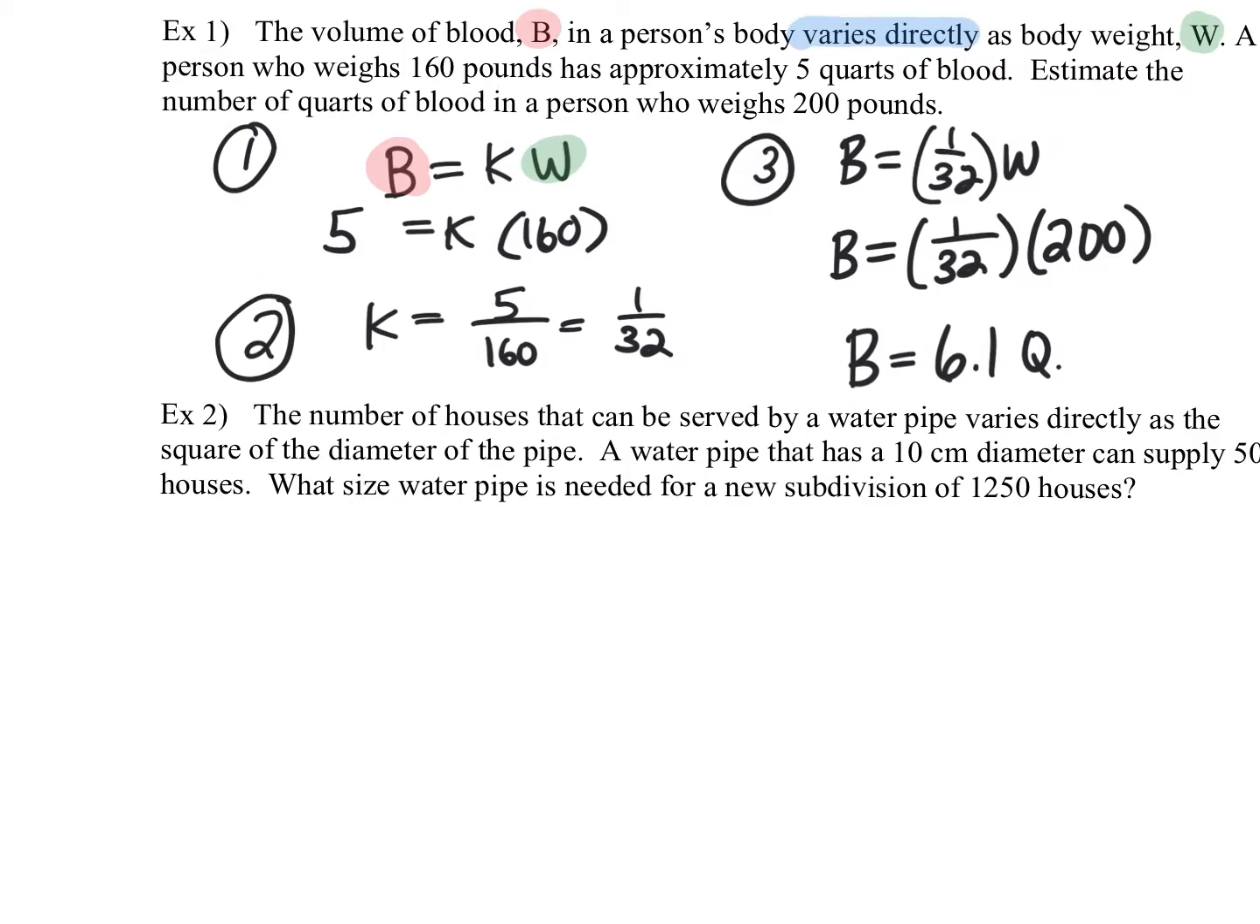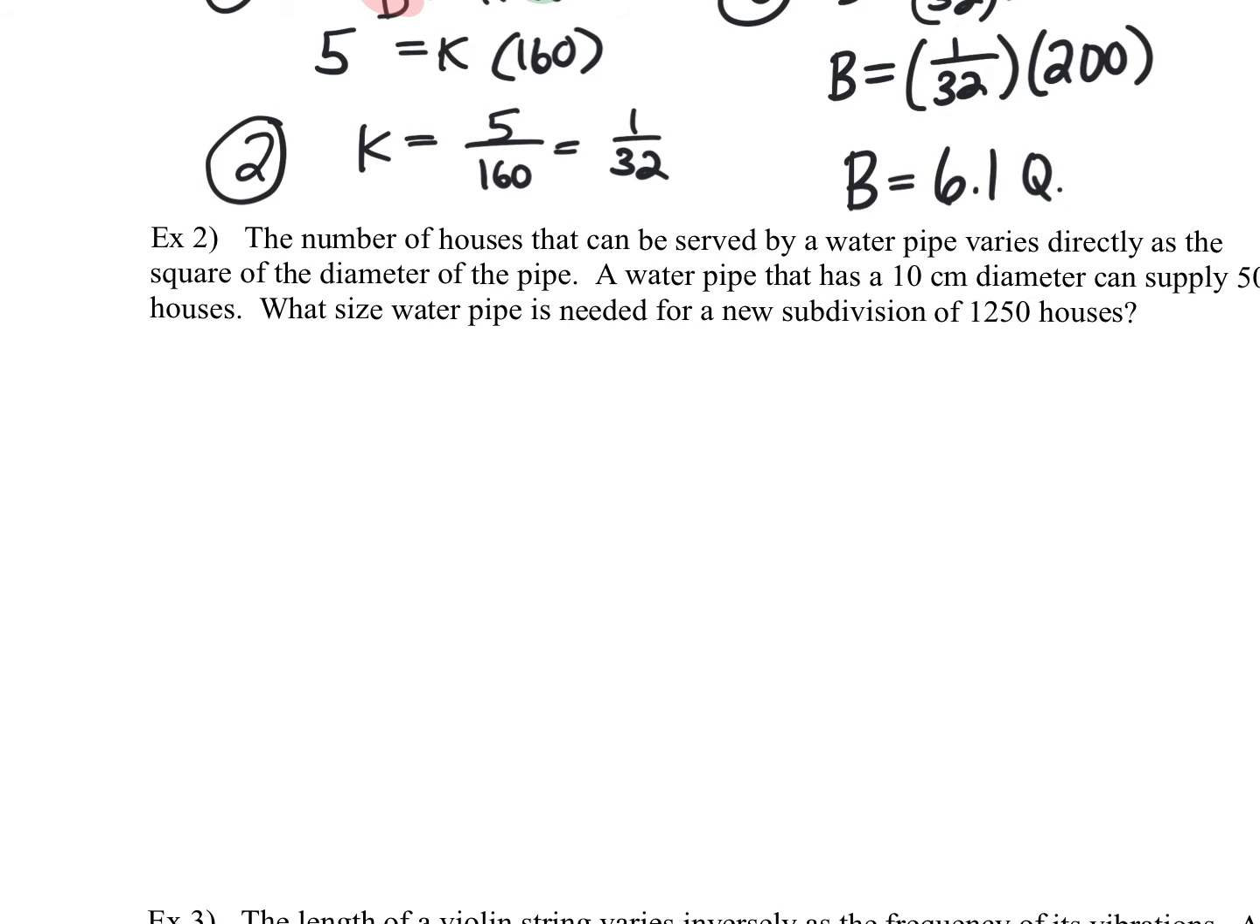Let's look at another one. In example 2 here, they tell us that the number of houses that can be served by a water pipe varies directly. So we're going to say k times the diameter of the pipe. But again, we just got to read carefully here: the square of the diameter. So not just k times d, but k times d squared.